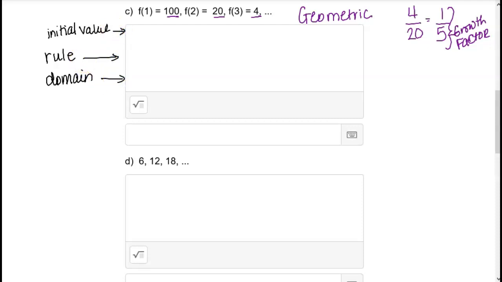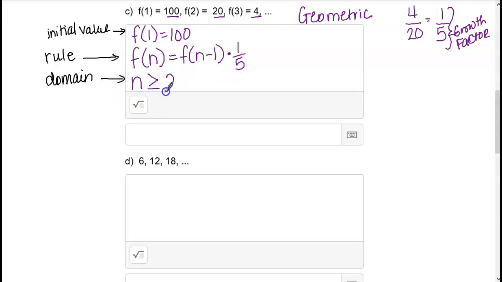Okay, so again, we're only using those y values, these that are underlined here, that's our sequence. So since they're using f's, we'll use f's. f of 1 is equal to 100. That's our initial value, that's where our sequence starts. The rule is that for whatever output we're looking for, we take the previous output, so f of n minus 1, and in this case it's a growth factor, it's geometric, that means that we are multiplying times 1/5, and the domain is that n is greater than or equal to 2.